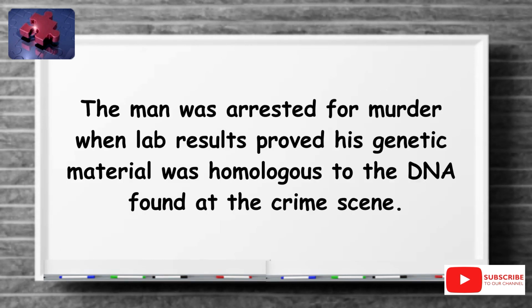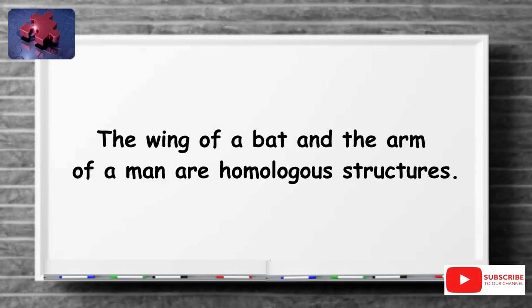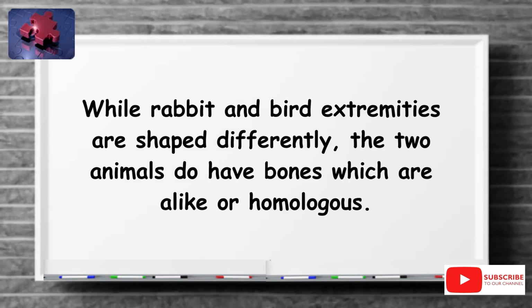The man was arrested for murder when lab results proved his genetic material was homologous to the DNA found at the crime scene. The wing of a bat and the arm of a man are homologous structures. While rabbit and bird extremities are shaped differently, the two animals do have bones which are alike or homologous.